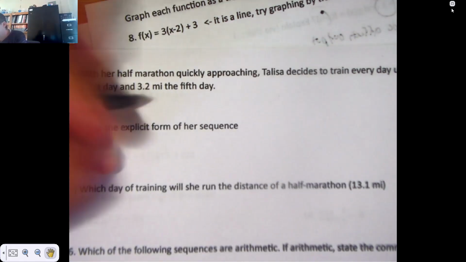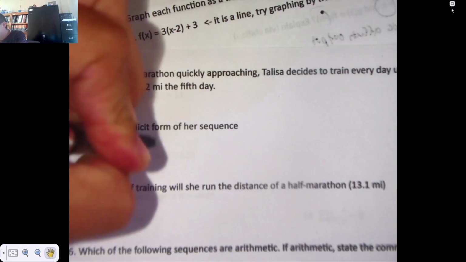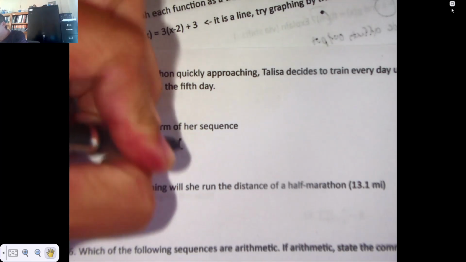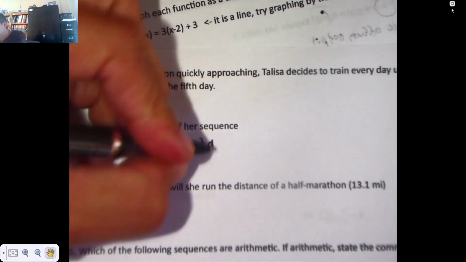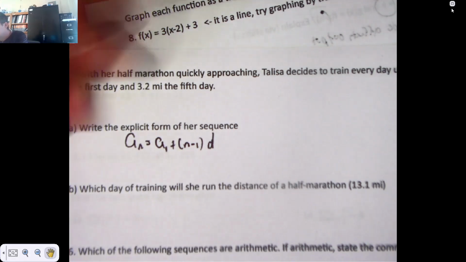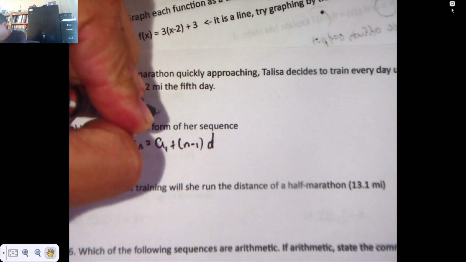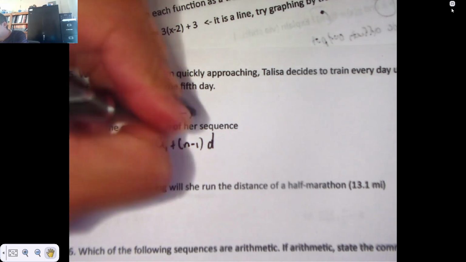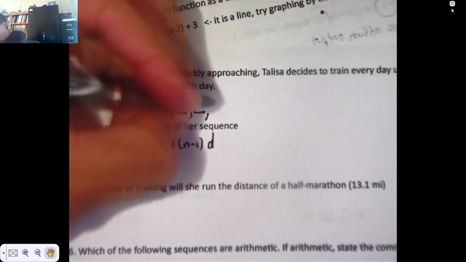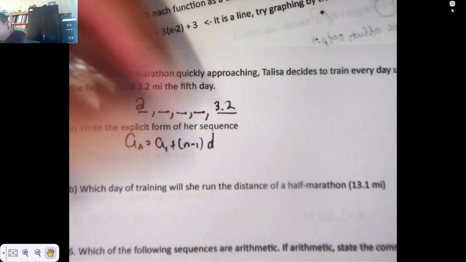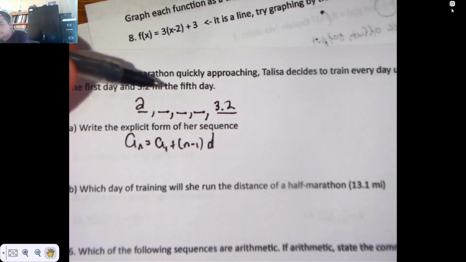So the explicit form is a sub n is a sub 1 plus n minus 1 times the common difference d. That's the form I'm using. And I know she's running 2 miles the first day. I don't know the second day. I don't know the third day. I don't know the fourth day. And it's 3.2 miles the fifth day. I need to figure out what's happening here.